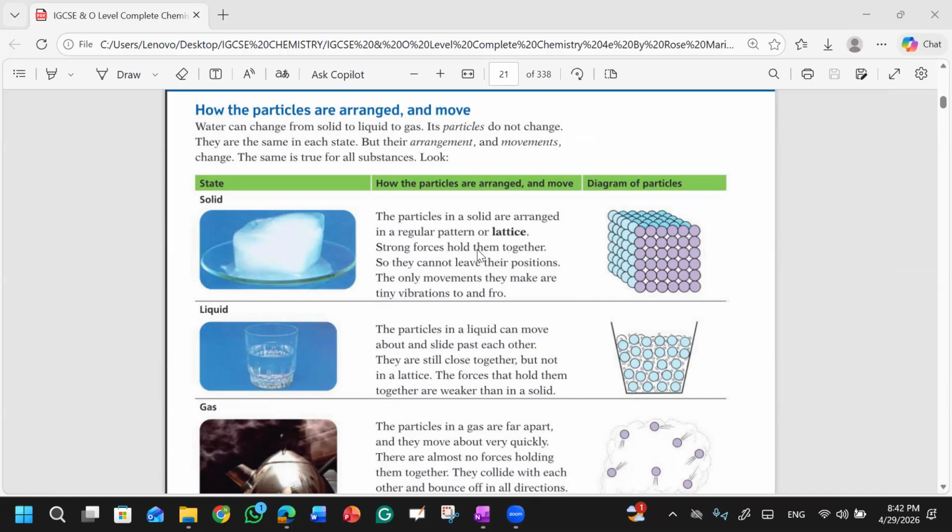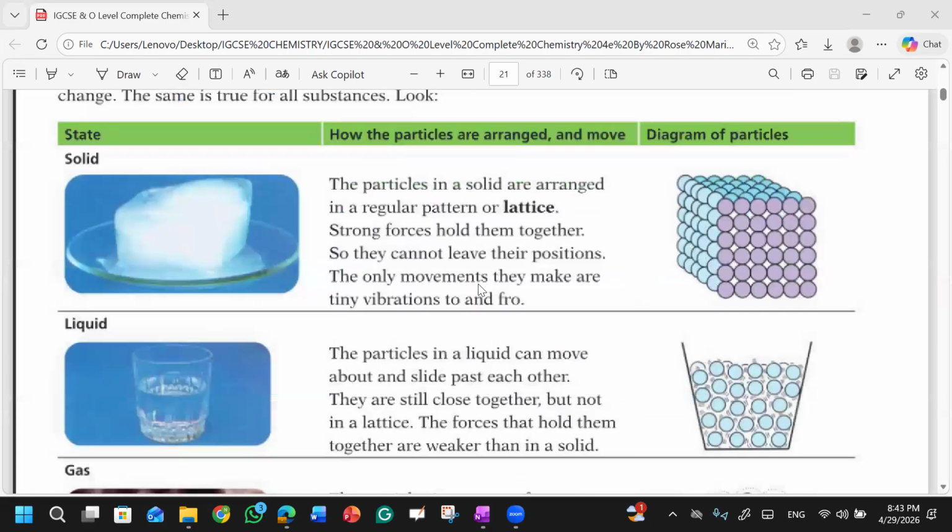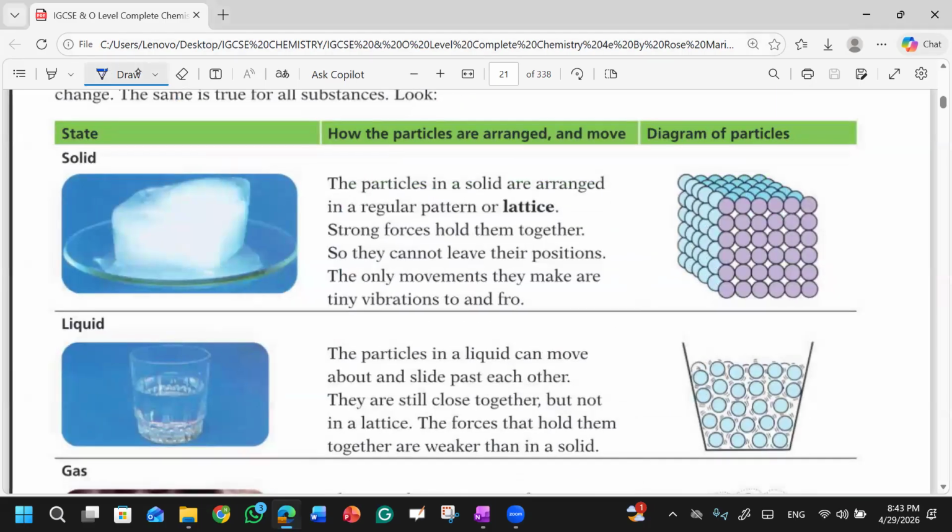What is the arrangement of the particles in the solid? Tightly, closely packed. Yeah, they are closely packed. There is tight packing. It's like a crystal clear structure. So whenever we talk about the solids, we say that they are arranged in a regular pattern, and this regular pattern is known as lattice, and there are strong forces in them.